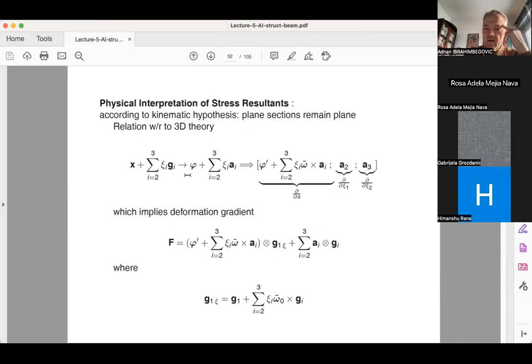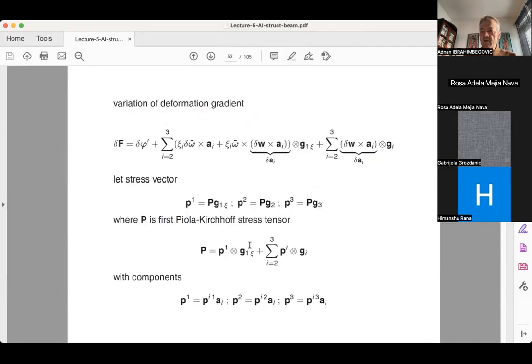That maps into the new position vector, which is phi of x, plus the same xi I, because there's no change of thickness, times the corresponding new position of these vectors g2, g3, which is now called a2 and a3. Then I can obtain my deformation gradient by computing the derivative with respect to the 3 coordinates, s and the 2 coordinates in the cross-section. And basically, I can work out the variation of this deformation gradient.